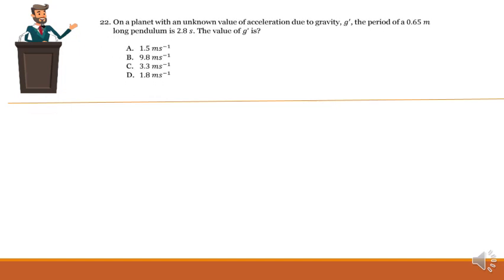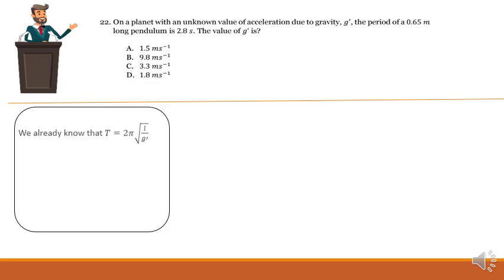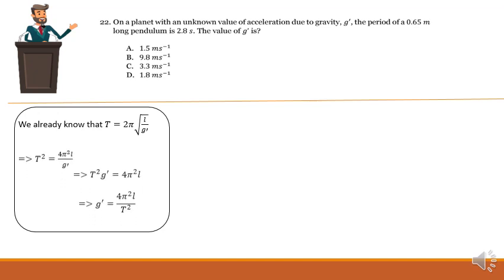On a planet with an unknown value of acceleration due to gravity g prime, the period of a 0.65 meter long pendulum is 2.8 seconds. The value of g prime is, this is going to be so simple. We already know that T is equal to 2 pi root L on g, and now we're talking of g prime, not g. This means that T squared is equal to 4 pi squared L on g prime.